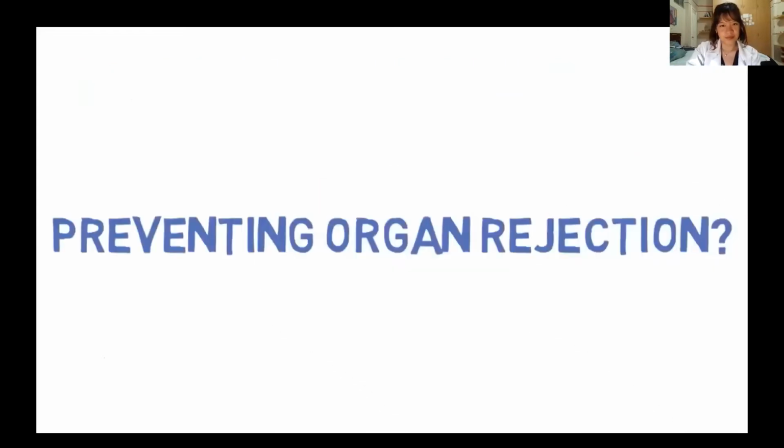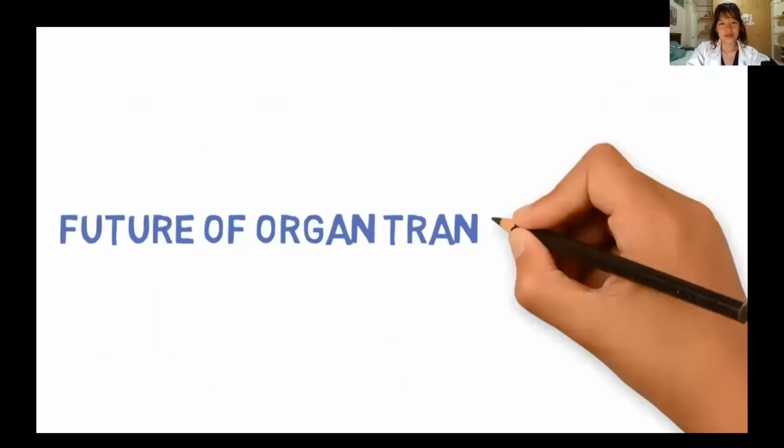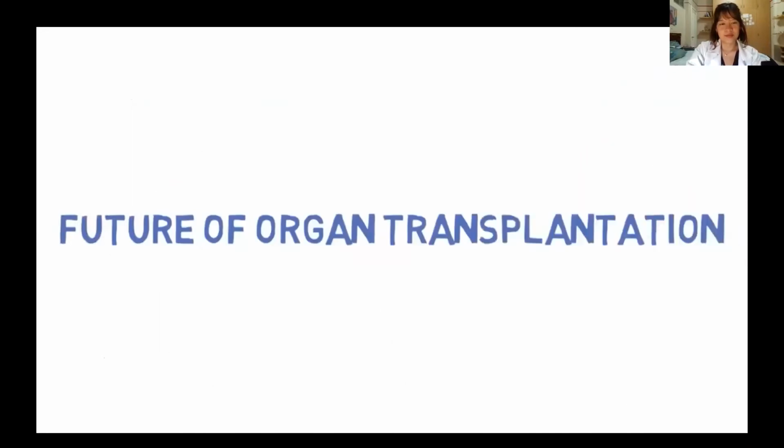After hearing all of this, you may be wondering, how can someone prevent organ rejection? Currently, the most common way of preventing organ rejection is through immunosuppressant medications, which artificially suppress your immune system. Moving forward, the future of organ transplantation looks very bright. Currently, there is research being done which looks at possible alternatives for organ transplantation, which may completely eliminate the possibility of organ rejection.